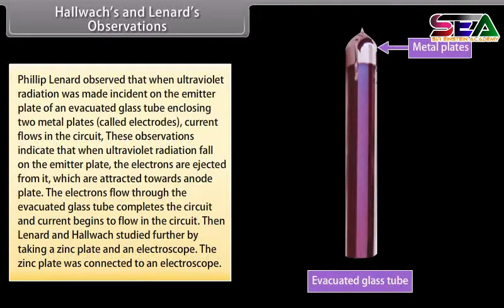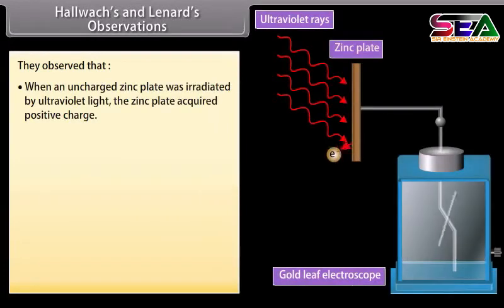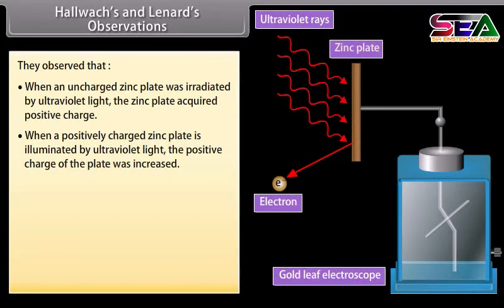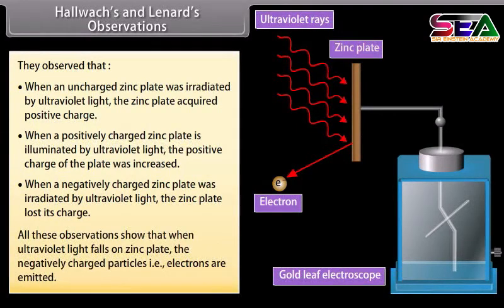Then Lenard and Hallwachs studied further by taking a zinc plate and an electroscope. The zinc plate was connected to an electroscope. They observed that when an uncharged zinc plate was irradiated by ultraviolet light, the zinc plate acquired positive charge. When a positively charged zinc plate is illuminated by ultraviolet light, the positive charge of the plate increased. When a negatively charged zinc plate was irradiated by ultraviolet light, the zinc plate lost its charge. All these observations show that when ultraviolet light falls on a zinc plate, the negatively charged particles, that is, electrons, are emitted.